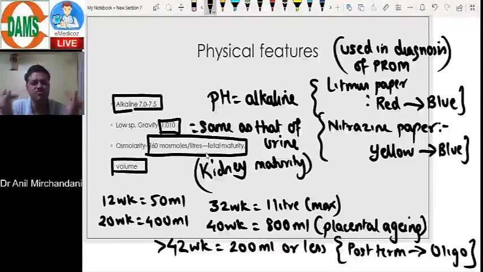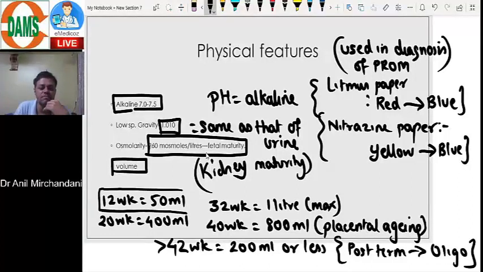I said pH alkaline, 7 to 7.5. Specific gravity 1.01. Osmolarity 260. And different volumes at different weeks of gestation. Remember, maximum is at 32 weeks. So early third trimester is the time when it will be maximum. Remember, 12 weeks is just 50 ml.